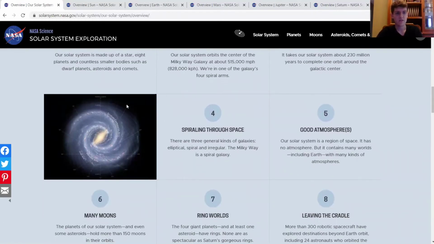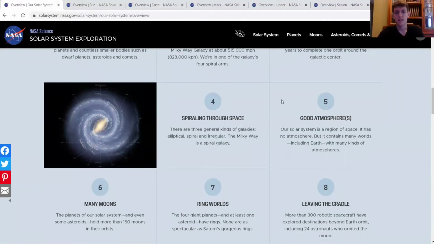This is a picture of our solar system, more like an aerial view. They're spiraling through space. There are 3 general kinds of galaxies: elliptical, spiral, and irregular. So the Milky Way, which is our galaxy, is a spiral galaxy. We have a pretty good atmosphere. Our solar system is a region of space. It has no atmosphere, but it contains many worlds, including Earth, with many kinds of atmospheres. So yeah, not every single planet has the same type of atmosphere. Our planet Earth, we're lucky to have a pretty good atmosphere that we can inhabit and live in.